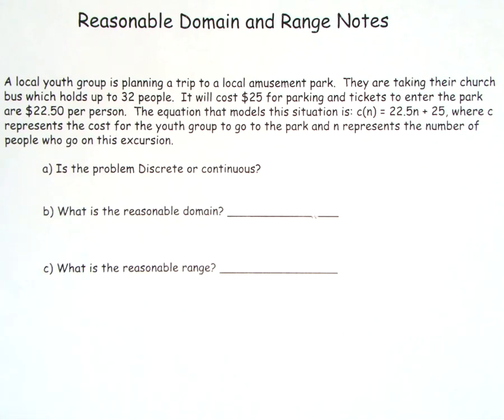Reasonable domain and range notes. A local youth group is planning a trip to a local amusement park. They're taking their church bus, which holds up to 32 people. It will cost $25 for parking, and tickets to enter the park are $22.50 per person.